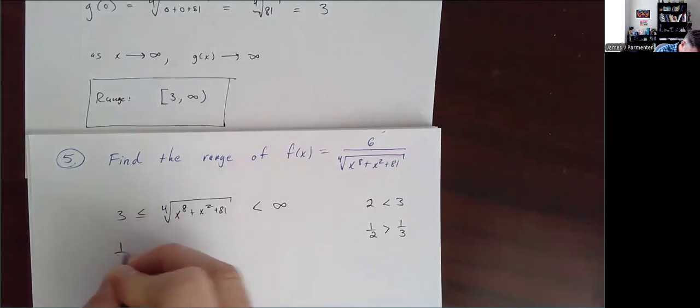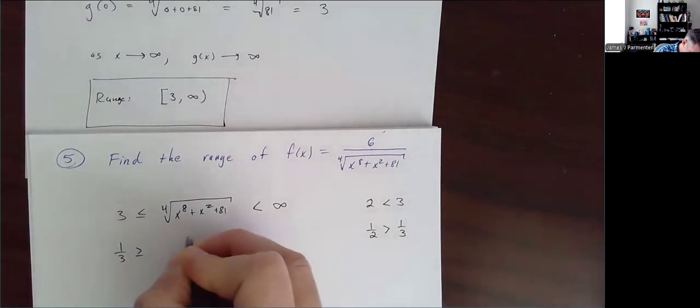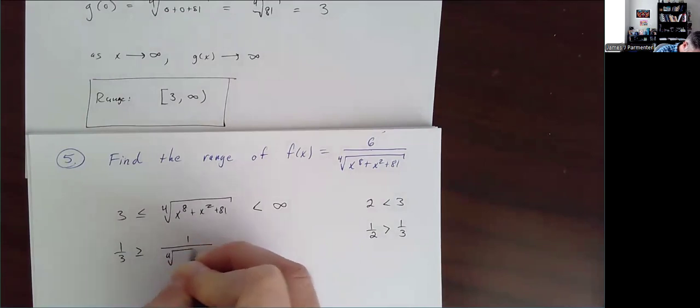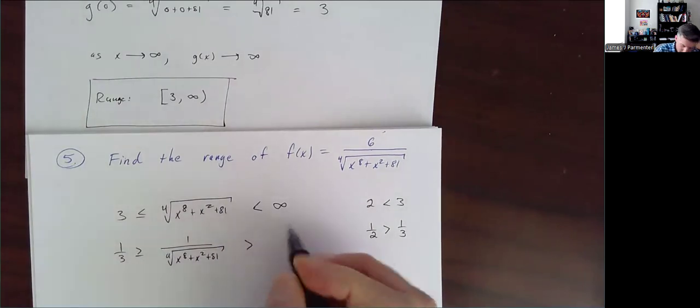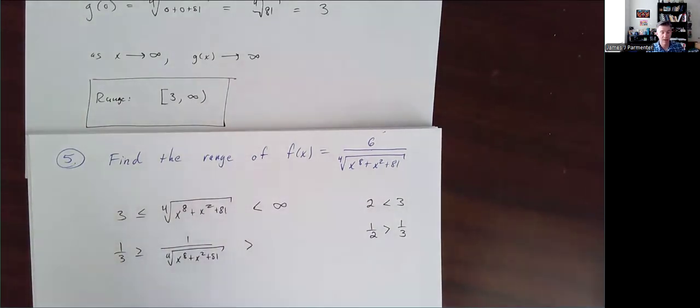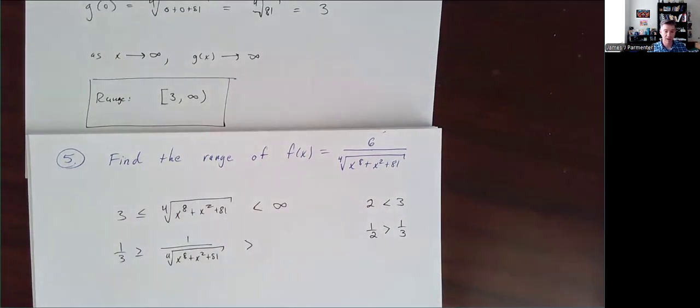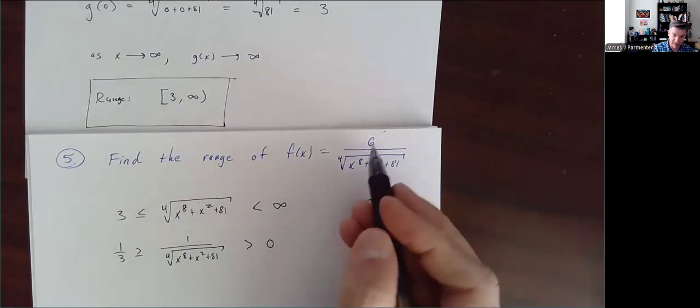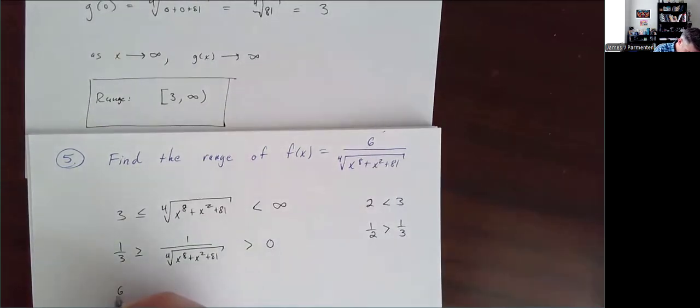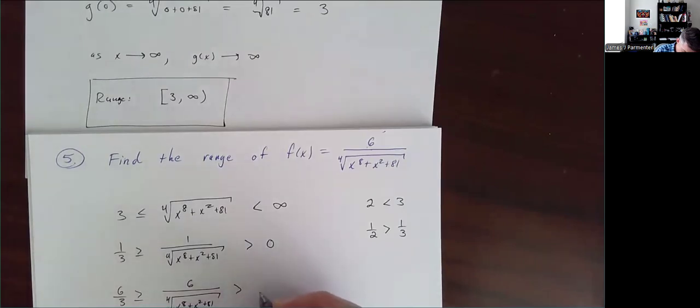So here we're going to have 1/3 bigger than or equal to 1 over the fourth root of x to the 8th plus x squared plus 81, bigger than the reciprocal of infinity. Although I should say, if you take the reciprocal of a really big number, it's a very, very small number, getting really, really close to 0. And then we're going to multiply everything by 6 because there's a 6 on top. So 6 over 3 is bigger than or equal to the function we have, which is bigger than 6 times 0, which is still 0.